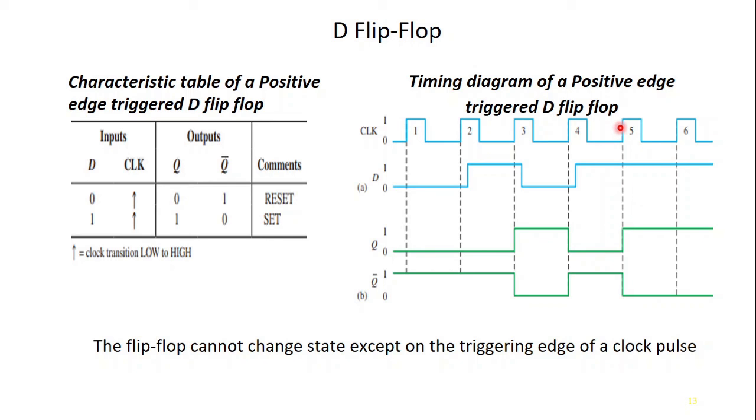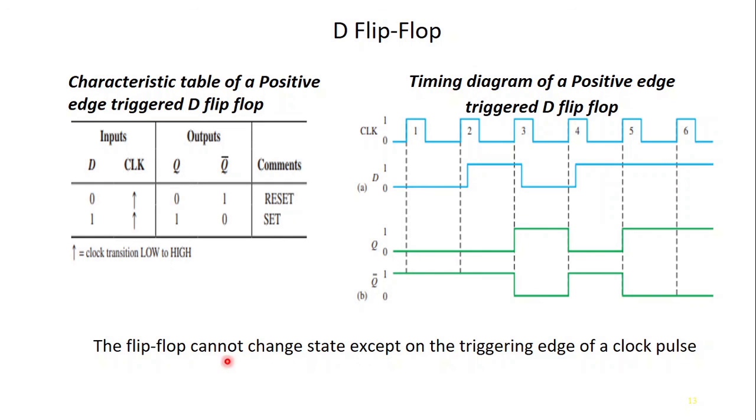Then at the next clock pulse positive edge, the value of D is 1. So again you are setting the flip-flop. And at the 6th clock pulse, the D value is 1 itself. So the flip-flop was already in the set state, so it will remain in the set state. And here Q bar shows the complement of the Q output.